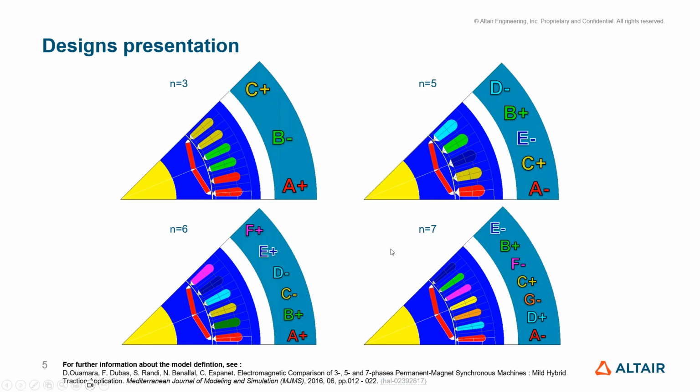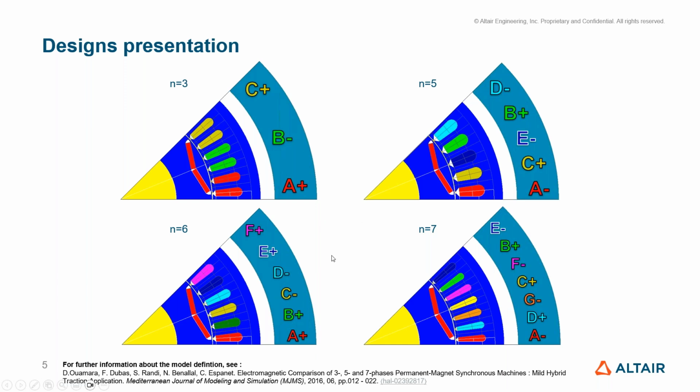Once you have your machine in Flux, you might want to analyze and see what happens when you change the number of phases of your machine and see how it affects your performances. So what we want to show you today is a small analysis we have done where we take a machine, so this is a previous machine, and we will modify its stator in order to have 3, 5, 6, or 7 phases. And here is the phase agency of your machine.